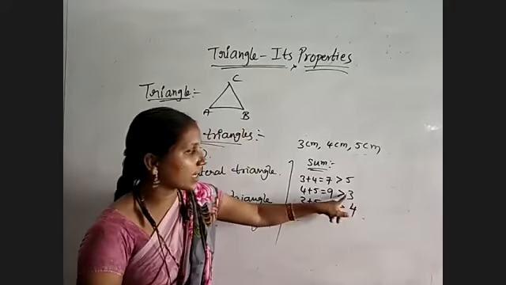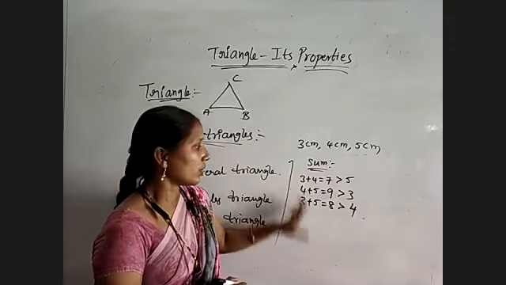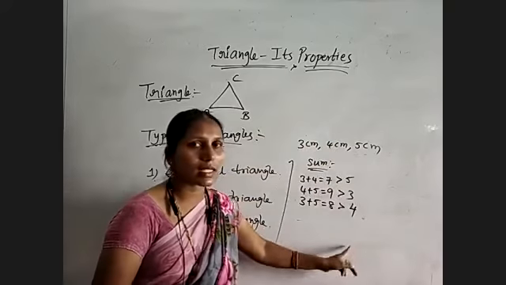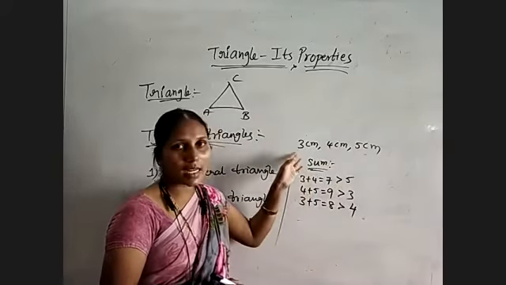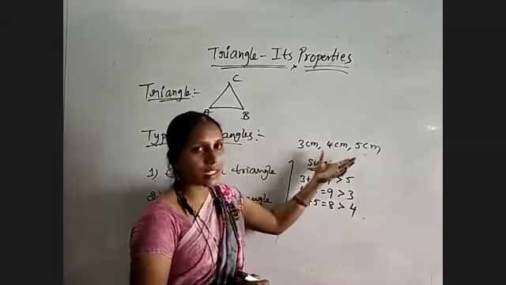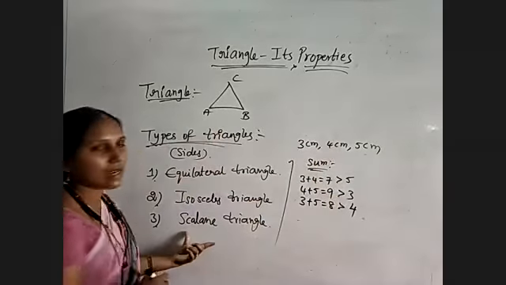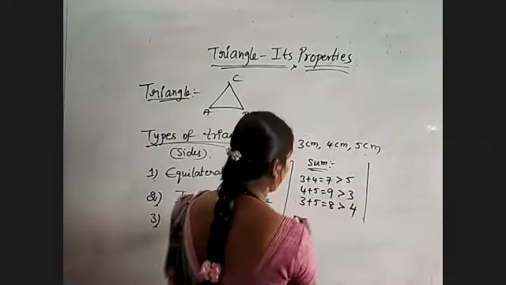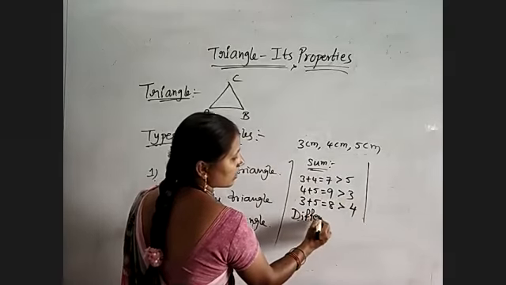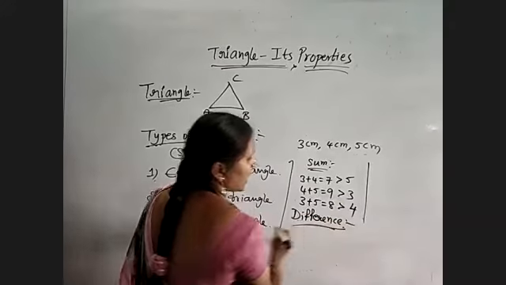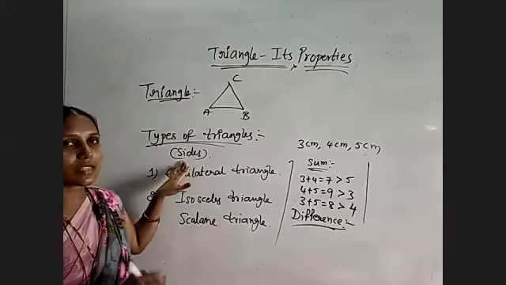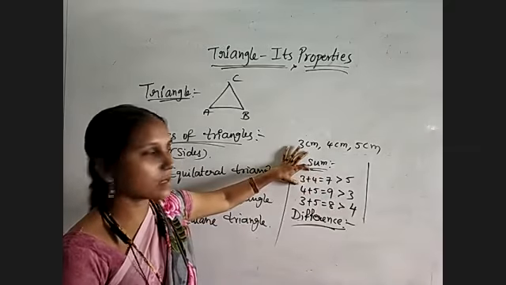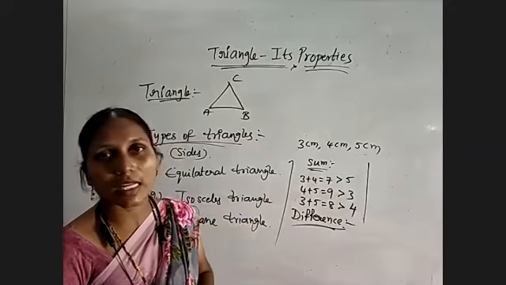Three sides of the triangle: 3, 4, 5. Okay. So in all ways, if I take the sum of any two sides, that is always greater than the third side. So we can get a triangle using these measurements. So it has different sides. That's why it is a scalene triangle. Okay. Now we calculate the difference instead of the sum for the same measurements. Depending on sides, we have three types of triangles, and depending on sides, we have two properties. Those are: if the sum of any two sides is greater than the third side, then only we will get the triangle.